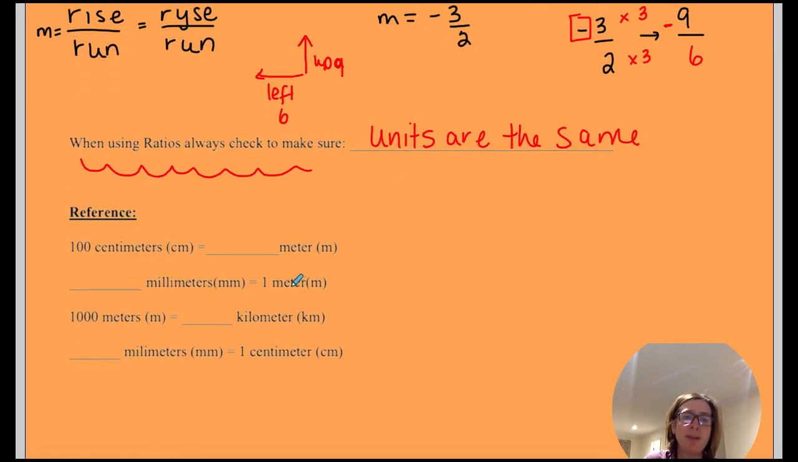So we have centimeters to meters, okay? There's 100 centimeters in every 1 meter. Centi means 100. Milli means 1,000, so there would be 1,000 millimeters in 1 meter. Okay, so if I have 1,000 meters, that would actually mean I have 1 kilometer. And if I have 1 centimeter, that would be 10 millimeters. There are some ways to help you remember these conversions, and we can certainly discuss those in class, okay? But let's try and put them to use.